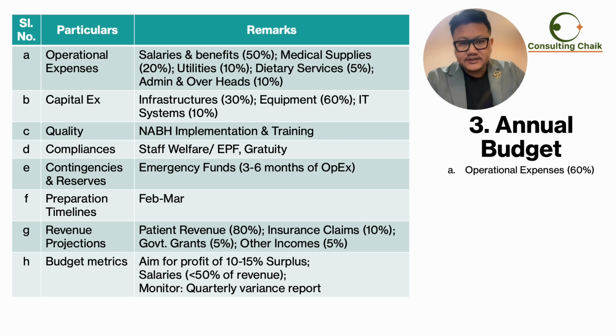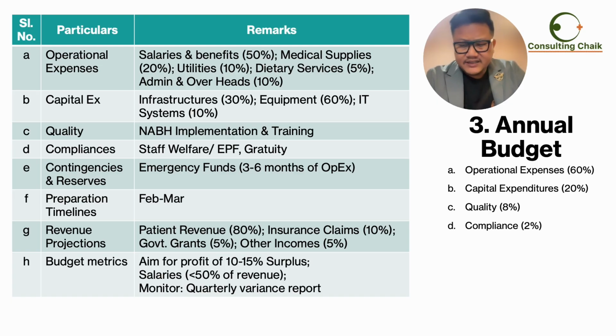The first part is operational expenses. The percentages that I'm sharing here can vary from hospital to hospital. Say for example, operational expenses are about 60% of your total budget, and then your capital expenses around 20%. The expenses that you incur in quality adherence, 8%. Compliance, 2%.